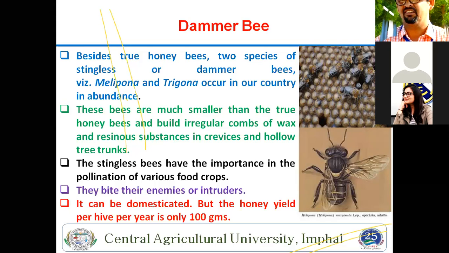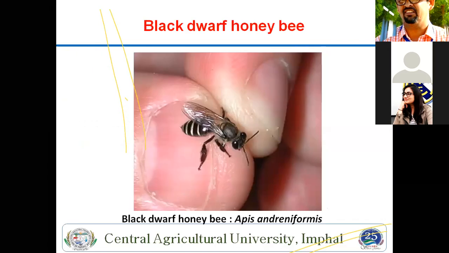It can be domesticated, but the yield of honey is very less. Only 100 grams per hive, per colony, per year. So that's why it is not feasible for rearing.